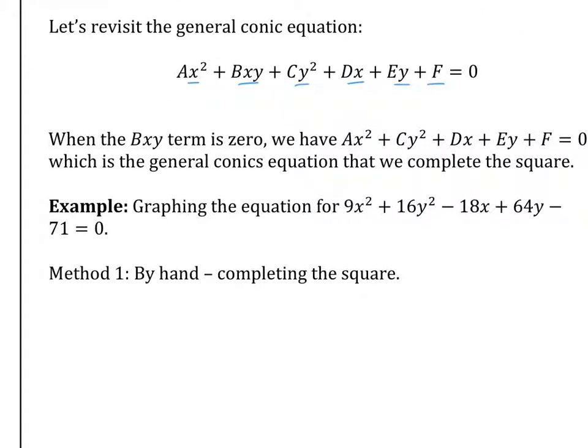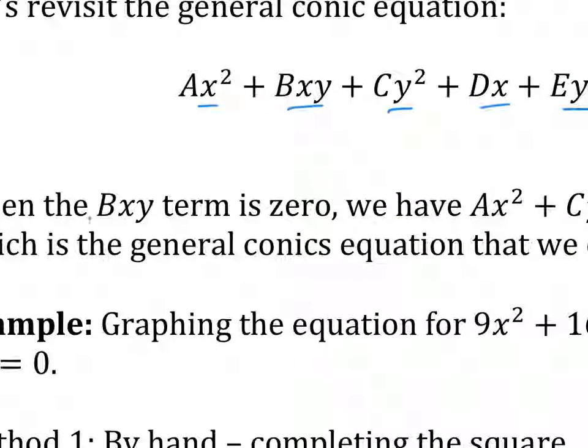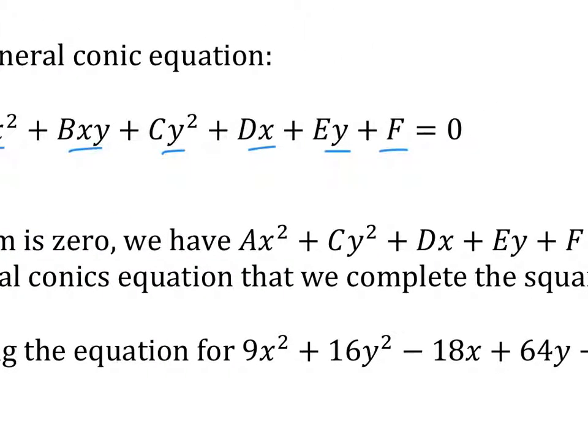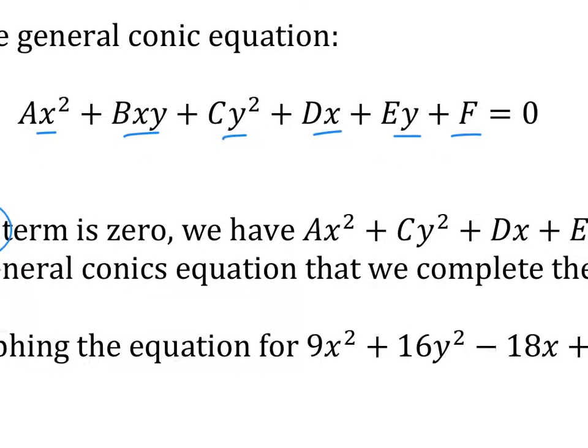The interesting case is when the Bxy term is 0, we just have this equation, which is the general equation. When the Bxy term is not 0, we're going to get into a problem where things are going to tilt. So the conic section is going to shift. It's going to rotate. But we're going to do that tomorrow. So today we're just going to do it when Bxy is 0.